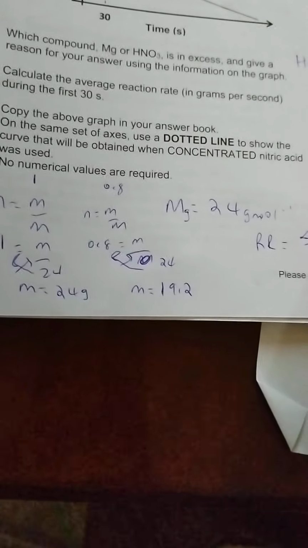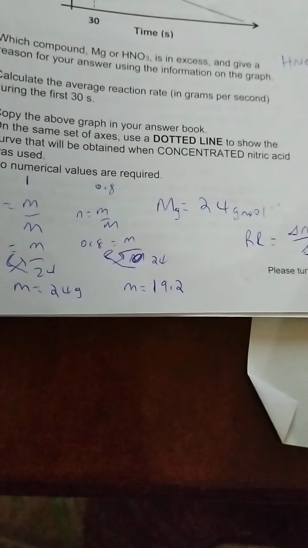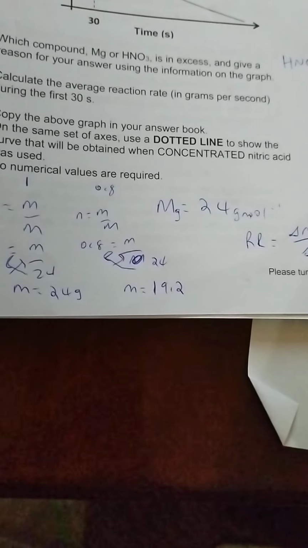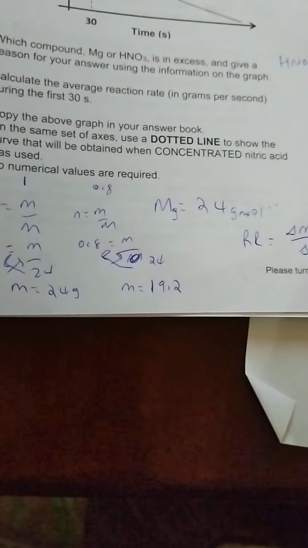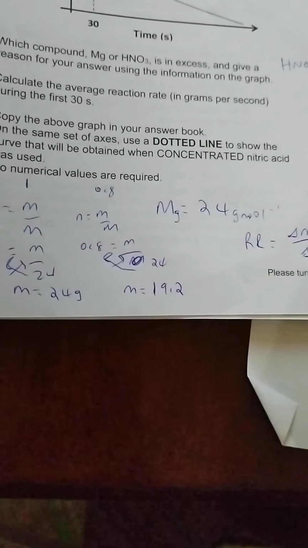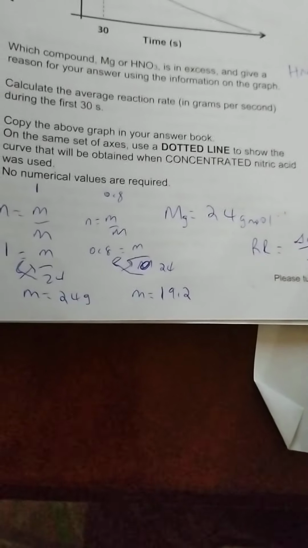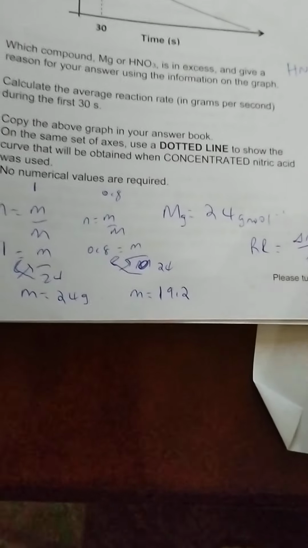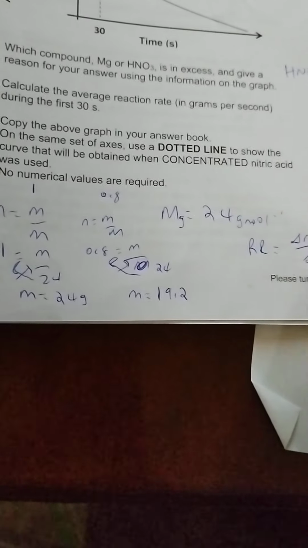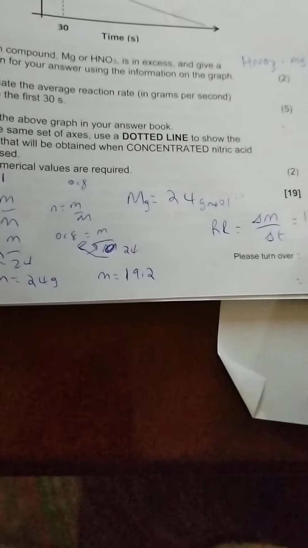So basically our answer will be 19.2 minus 24, let's just figure that out, and then divide by 30. Okay, it's giving us negative 0.16 g per second. It's a rate, so we can just leave it as a positive answer. So that would be that for that question.